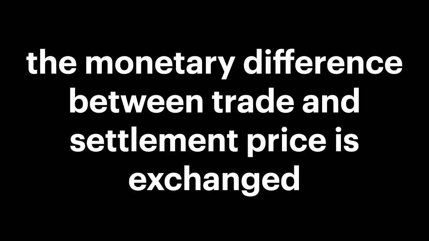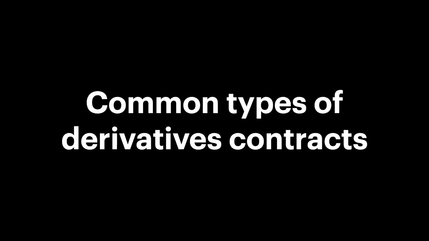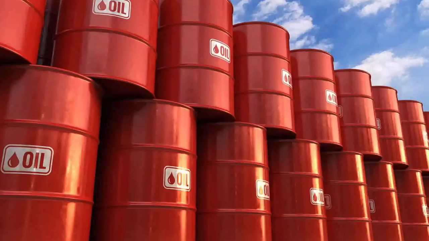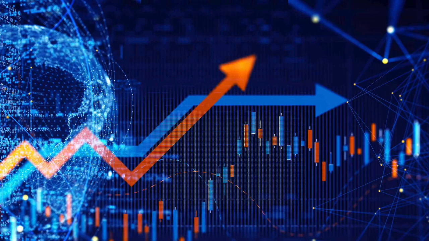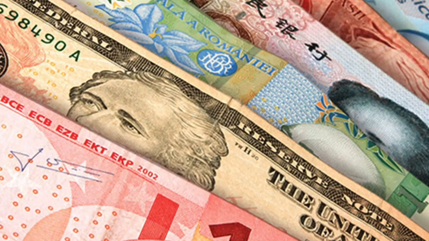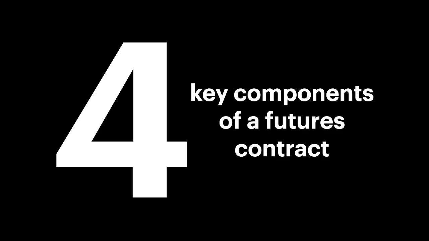If the future is cash settled, instead of the asset changing hands, both scenarios we'll be discussing in this video, the monetary difference between trade and settlement price is exchanged. Common contracts include crude oil futures, corn futures, eurodollar futures, equity index futures, and futures on currency pairs, or FX futures. There are four key components to any futures contract.